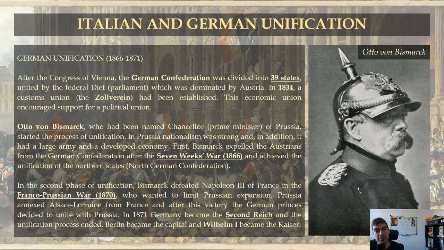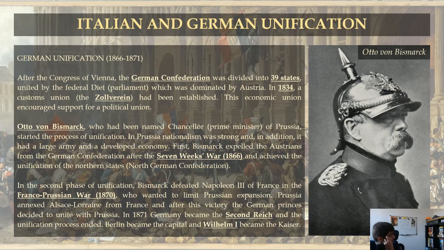And now we have to talk about the German unification, which started in 1866 and finished in 1871. After the Congress of Vienna, there was a German Confederation divided into 39 states, as we know, and they were united by the Federal Diet, which is the German word for parliament, which also was dominated by Austria. After that, in 1834, they established a customs union, una unión aduanera, which was called the Zollverein. And this economic union was the starting point of the political union.